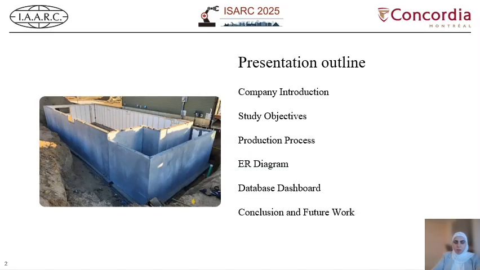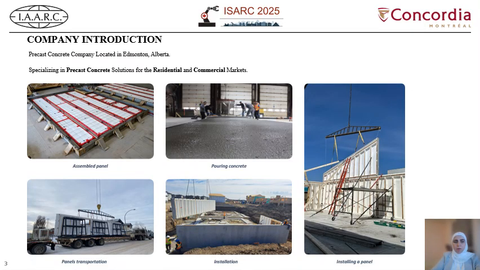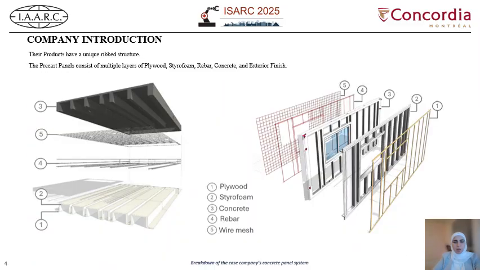Here's the presentation outline. First, I'd like to give a little bit of background about the case study company. It's a precast concrete company located in Edmonton, Alberta. It specializes in precast concrete solutions for residential and commercial use. The company is known for their panels' unique rib structure that consists of layers of plywood, styrofoam, concrete, rebar, and wire mesh.